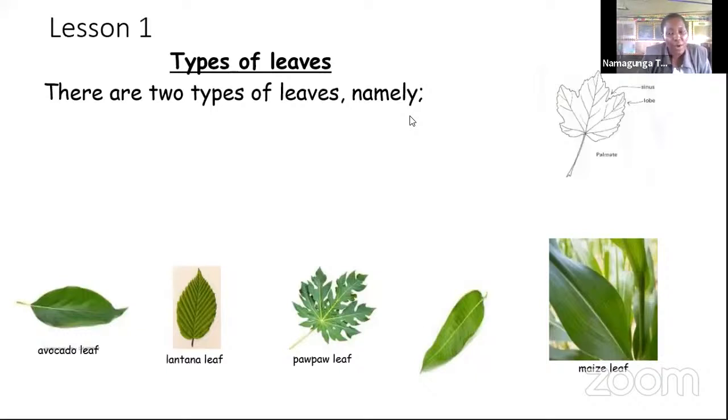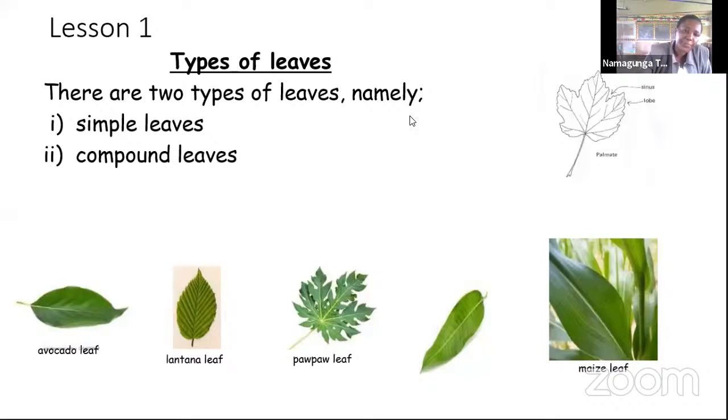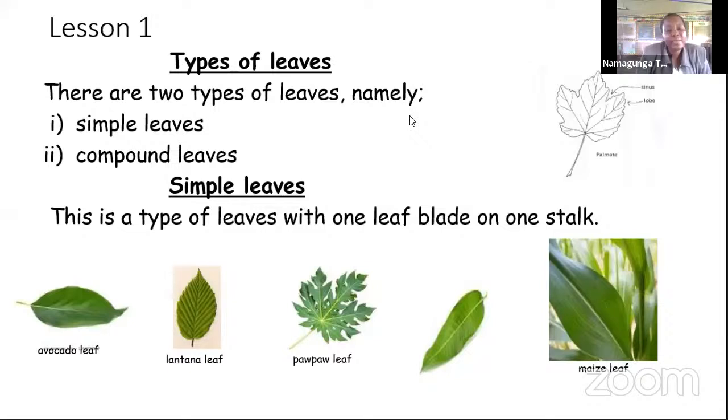I know you already have work that mommy or daddy got from the website. So look at what I'm going to say. There are 2 types of leaves. The first type is simple leaves. Simple leaves, if I'm to describe them, are a type of leaves with 1 leaf blade on 1 stalk.